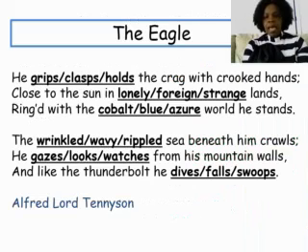So what I've done here, I've given you different words, some synonyms for you to further understand. So we have replaced the words with synonyms. So let's look at the first line. He grips or clasps or holds the crag with crooked hands. So we are seeing the physical action of the eagle. Close to the sun in lonely or foreign or strange lands. So he's a traveler, and he travels via the sky. So he's very close to the sun, and he goes to these strange lands.